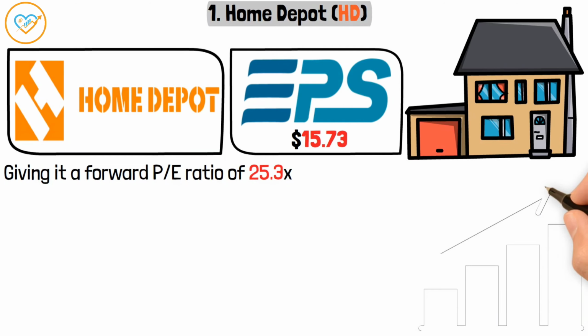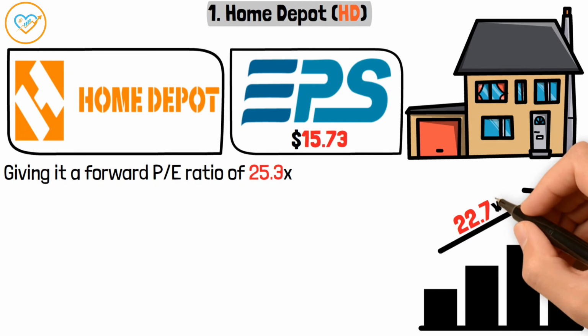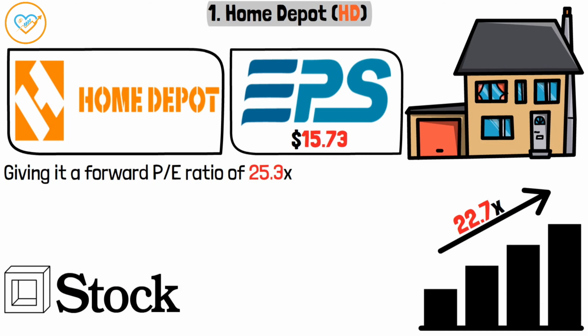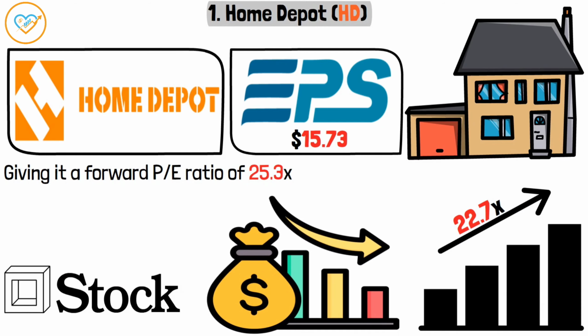This is higher than its 5-year average of 22.7x, suggesting that the stock is currently overvalued. However, with the expectation of lower interest rates ahead, Home Depot could see some benefits.